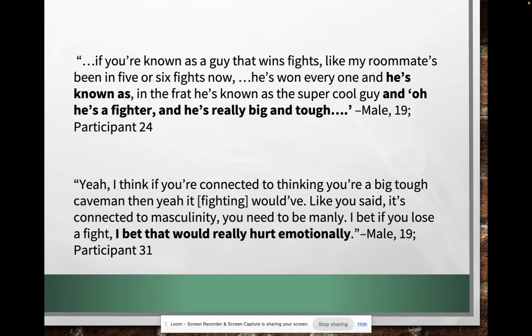So essentially, getting into physical fights for men can be a way to sort of prove masculinity, especially if maybe you have not achieved hegemonic masculinity, but you're attempting to. And then here's another quote. Yeah, I think if you're connected to thinking you're a big, tough caveman, then yeah, fighting would have, like you said, it's connected to masculinity. You need to be manly. But I bet if you lose a fight, I bet that would really hurt emotionally. And that's not something we typically associate with men, right?